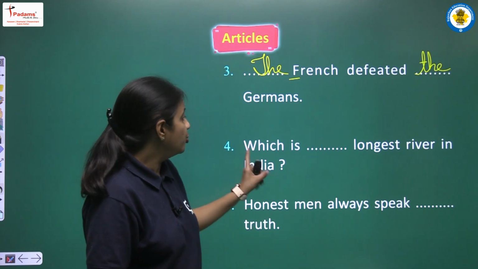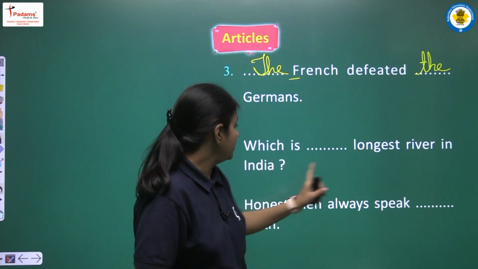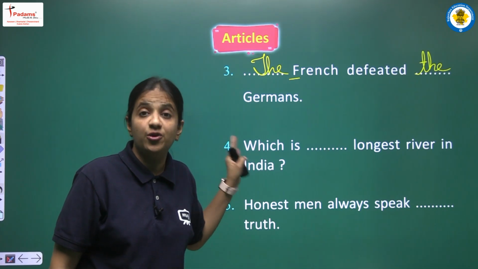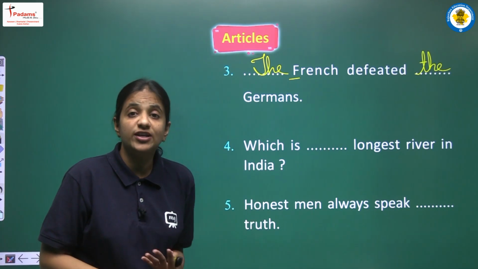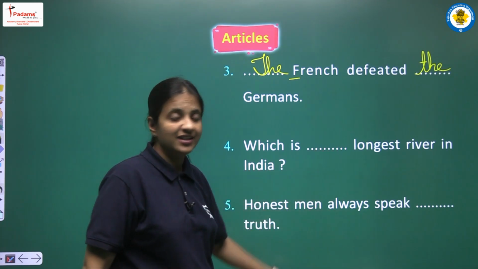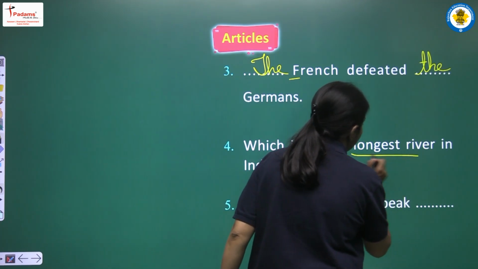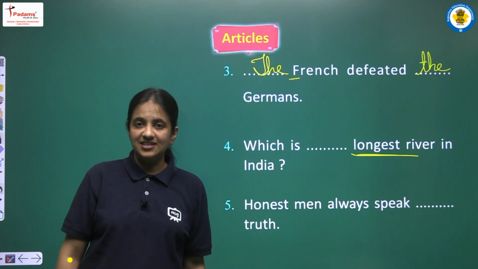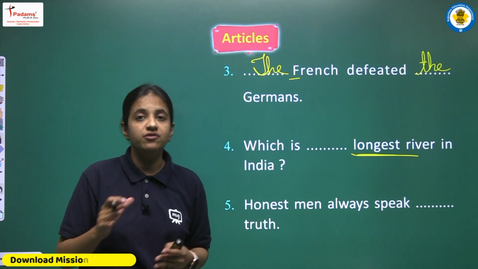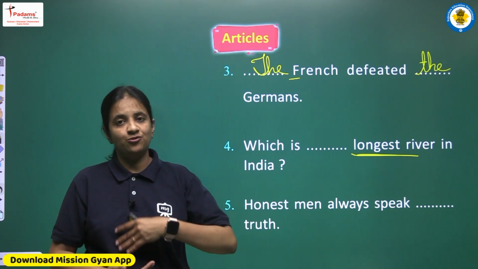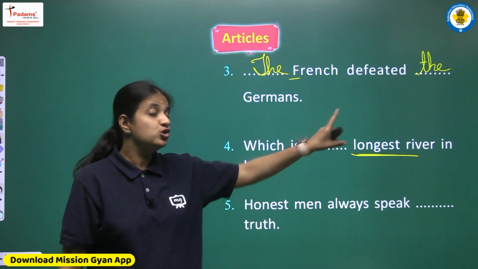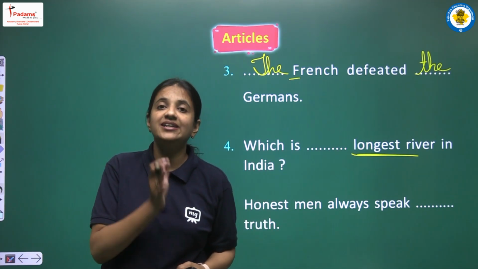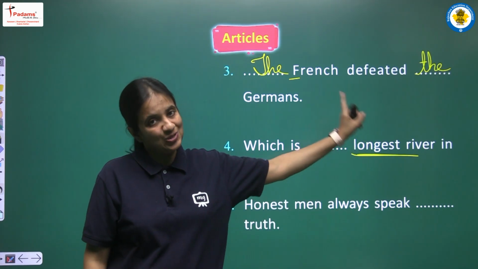Next we have: which is longest river in India? We have one question mark, so this is an interrogative sentence. We are asking one question. We have one blank here, and after the blank we have longest. So what is longest? Longest is the superlative degree of long. Long is an adjective. How can we say it is the superlative degree? Because long, longer and longest. So this is the superlative degree.